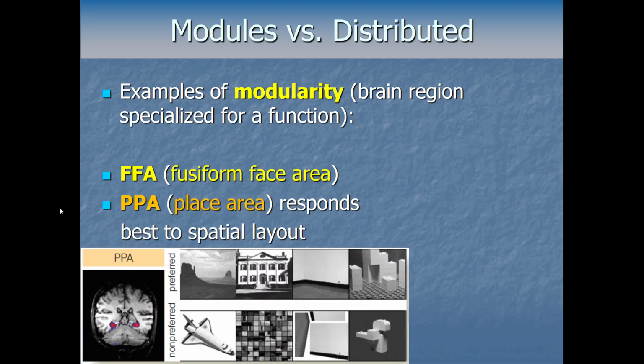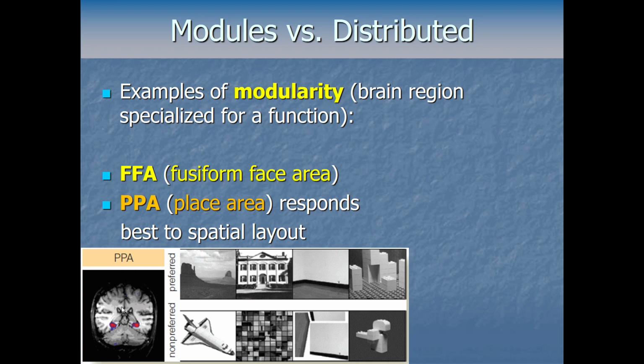There are other areas that do seem very modular, do seem sort of specific for a task. So another example would be one called the PPA. It's the place area. The first P is actually parahippocampal place area, just meaning it's near the hippocampus.